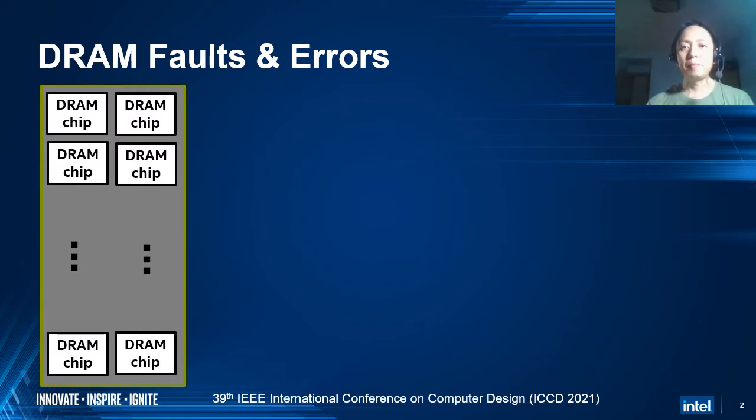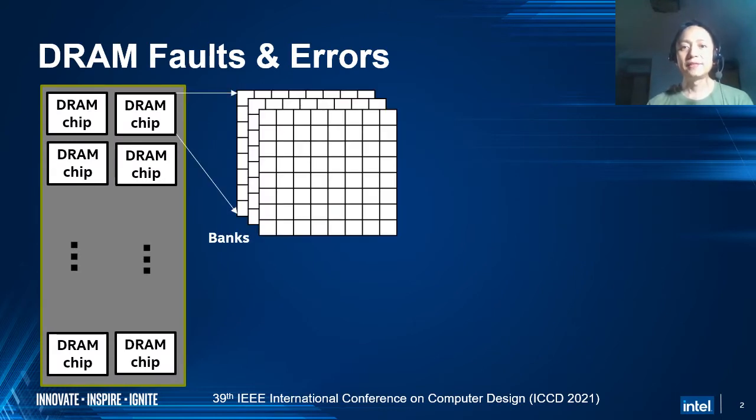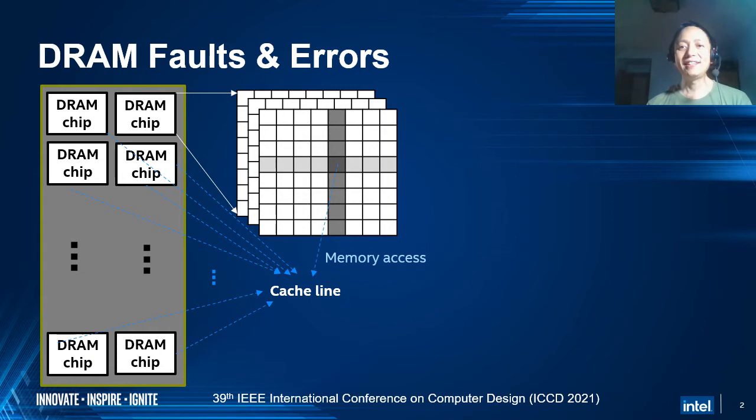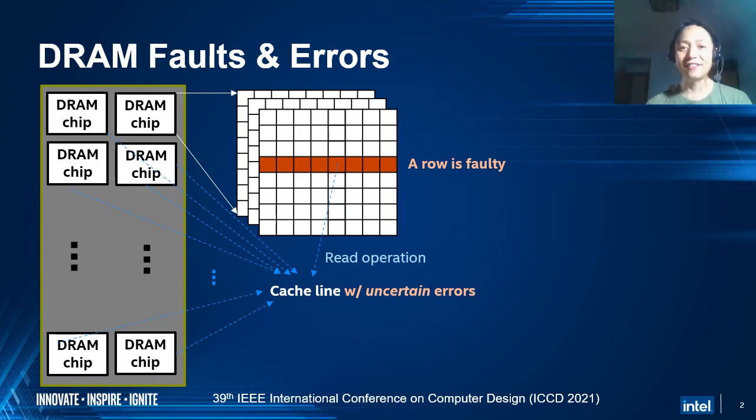A DIMM is composed of a few DRAM chips. Each chip contains a number of banks, and each bank is a two-dimensional array, indexed by rows and columns. When memory gets accessed, each chip provides part of the content of a cache line. When part of the DIMM is faulty, a read operation over the faulty location may result in a cache line with some error bits. Note that even if the fault is permanent, the error bits can be uncertain.